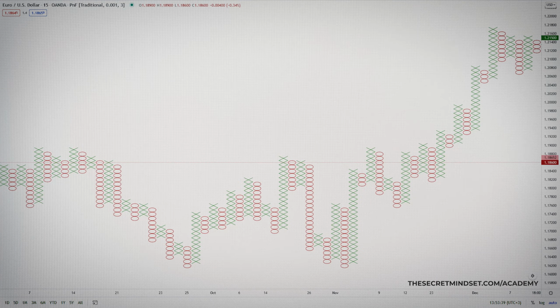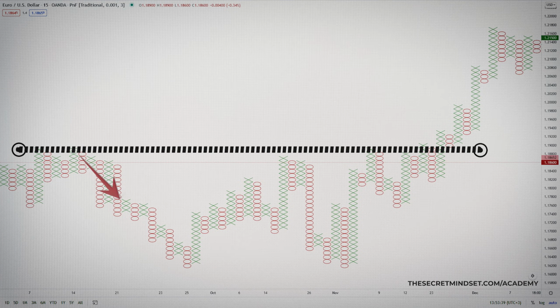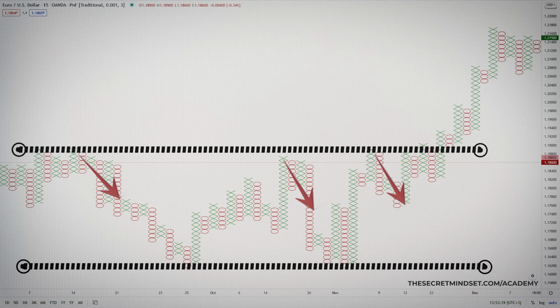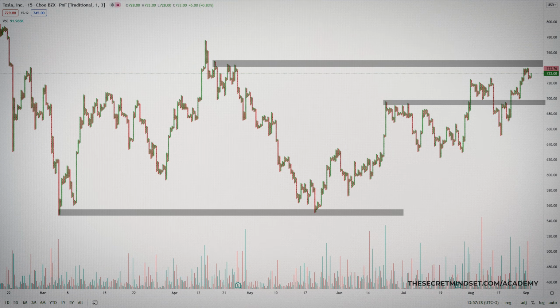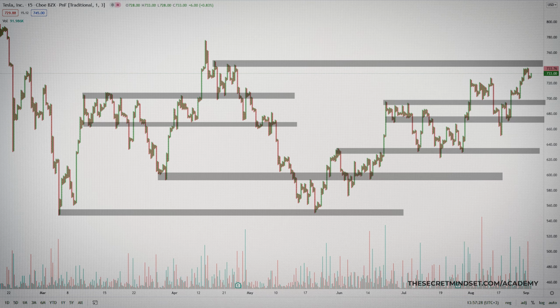Have a look at this chart. At this level, there is more supply than demand, as sellers step in and prices retreat. And at this level, there is more demand than supply, as buyers step in and prices rise. A simple analysis of long-term point and figure charts will often reveal levels at which prices consistently find support or resistance.